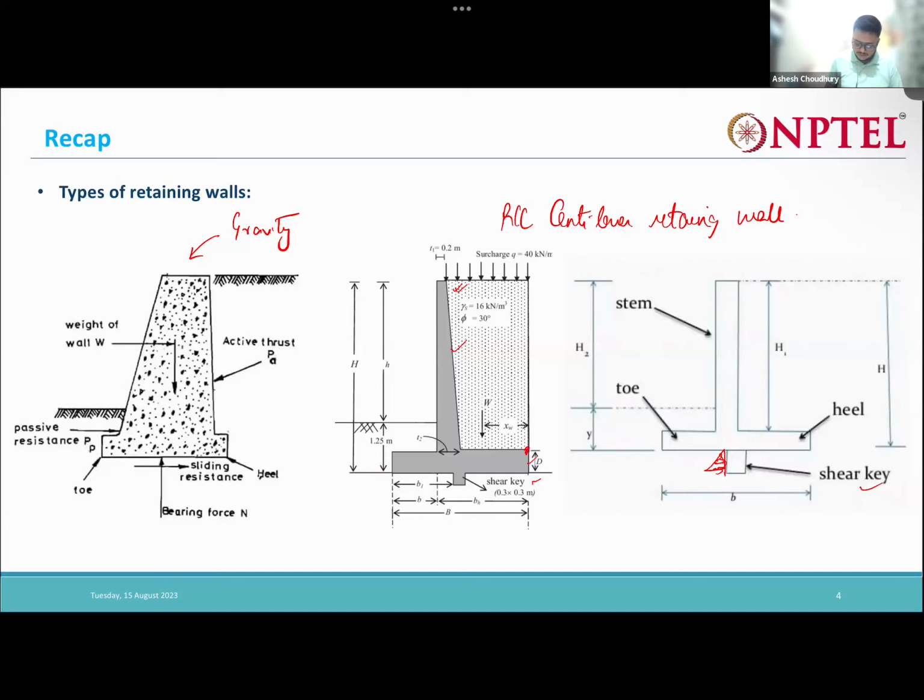And this portion is known as the heel. This is the heel portion. This is the toe portion. Heel portion because it is like a foot, right? So it rotates about the toe, and there is a tendency for the heel to go up.